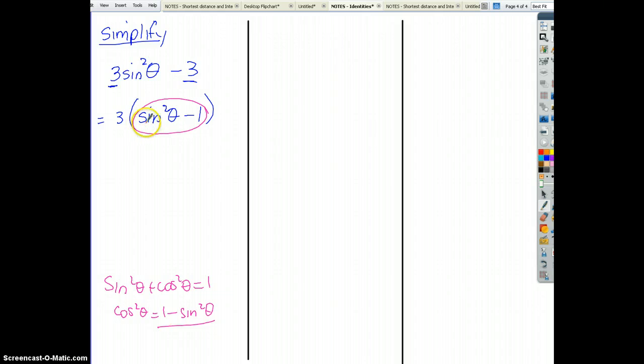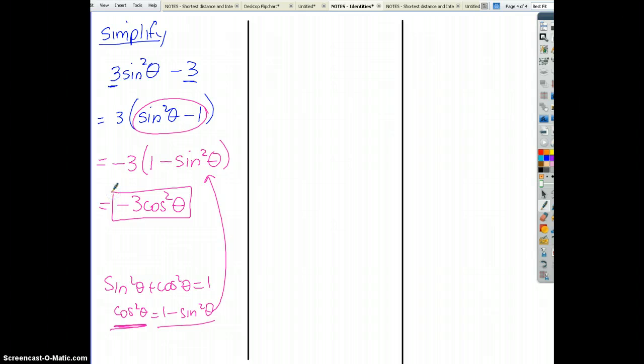It's the opposite, it's minus 1 lot of this. So what I could have done, instead of taking 3 out, I could have taken a negative 3 out, and I would then have 1 minus sine squared theta, which I can say, aha, look at that there. I can use my identity that 1 minus sine squared theta is equal to cos squared theta. And so I've got negative 3 cos squared theta. There's 1.